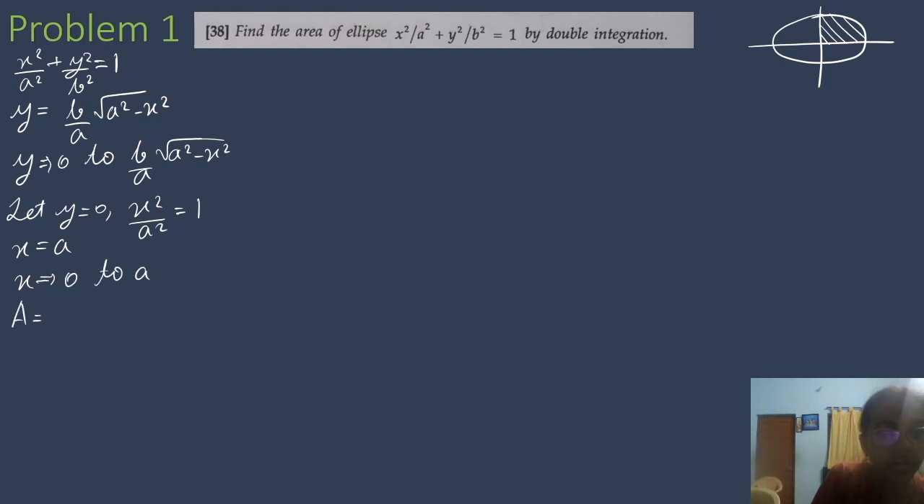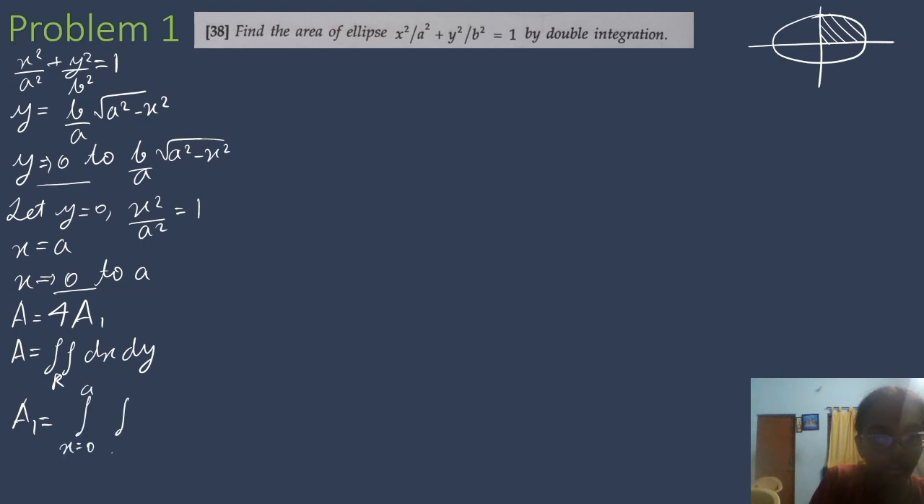Let A be the area enclosed by the ellipse, which is equal to 4 into A1, which is the area enclosed by the ellipse in the first quadrant. We know the formula to find area in Cartesian form is double integration dx dy. We change the integration order and we get the following limits. So now the equation is A1 equals integration of x equals 0 to a, integration of y equals 0 to b by a root of a square minus x square, dy dx.